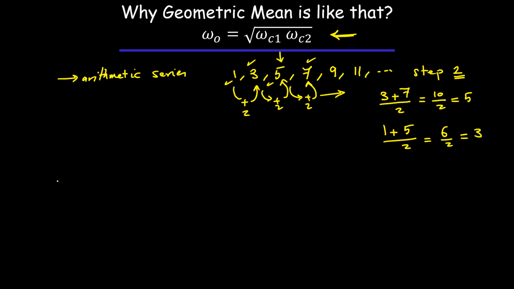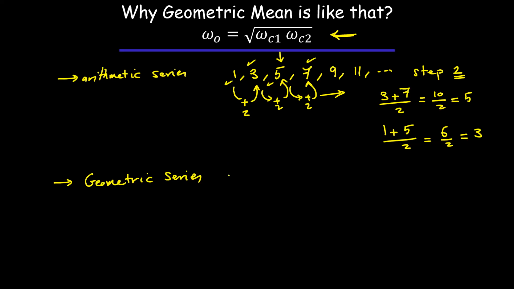Now remember that we have also geometric series. So we studied, in mathematics, there are two kinds of series. There is the arithmetic series in which we add a step each time, and we have a geometric series in which we multiply by a step each time.